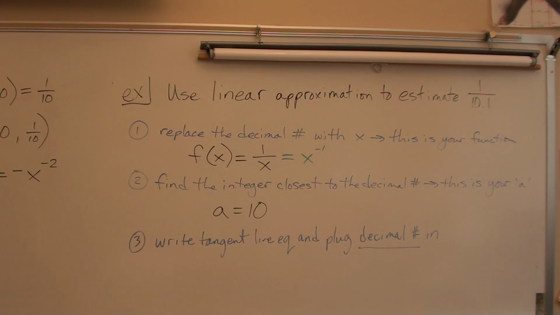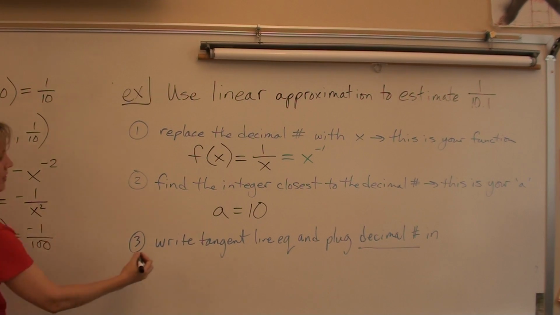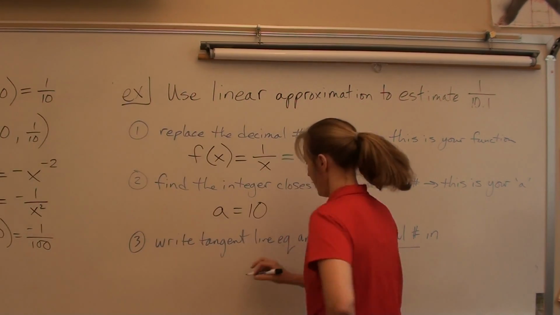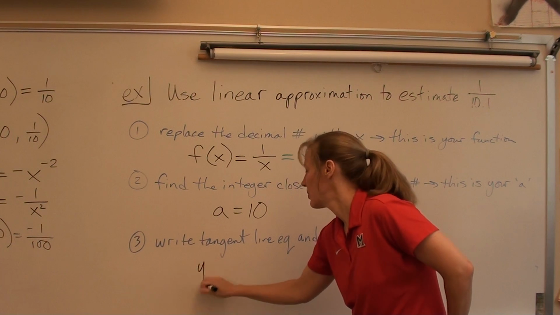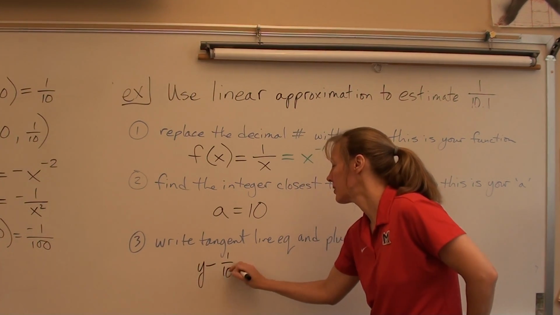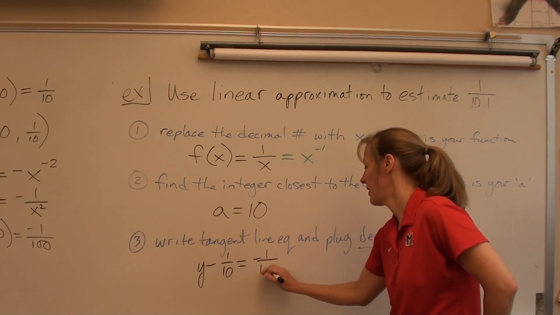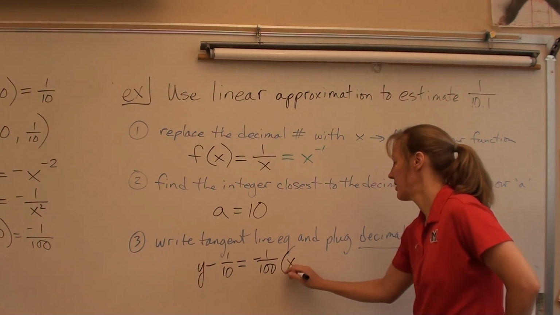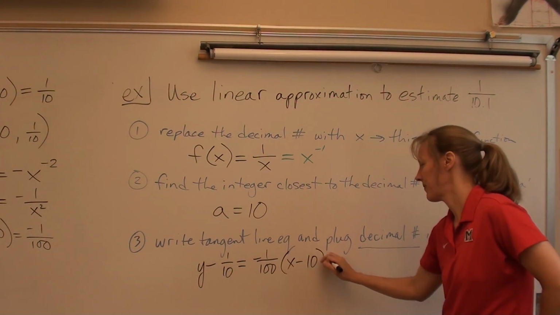So we end up with negative 1 over x squared. We want f prime of 10, which is negative 1 over 100. So our tangent line is y minus 1/10 equals negative 1 over 100 times x minus 10. Very good.